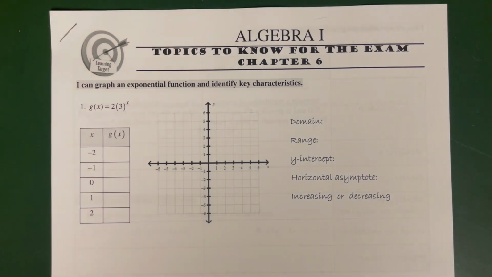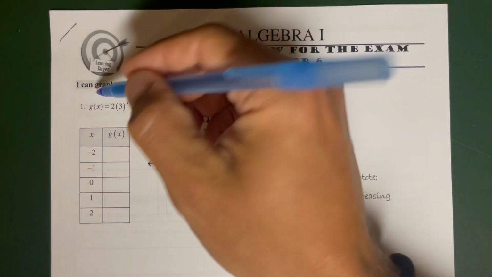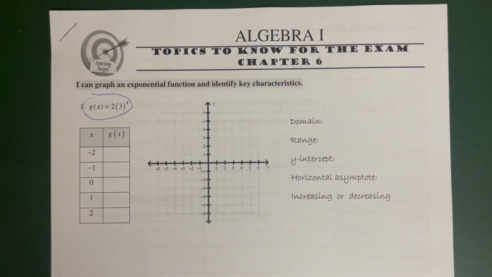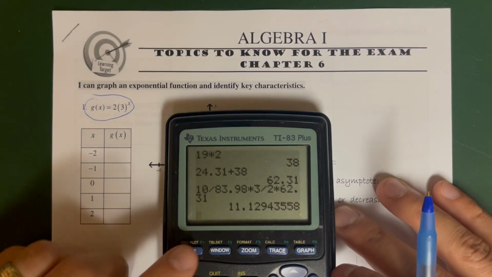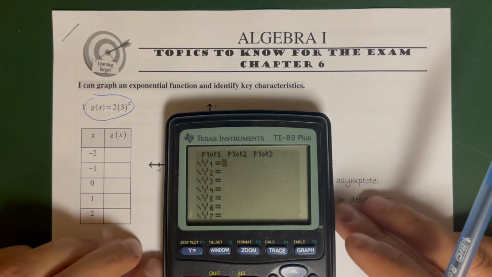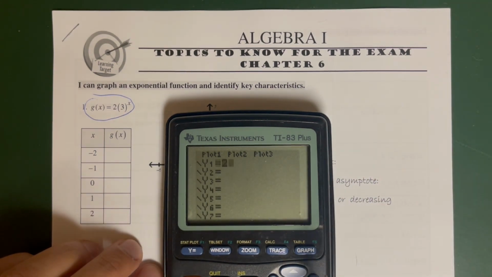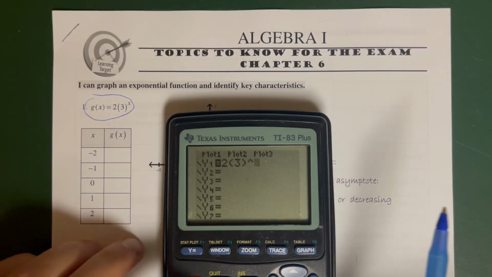We're going to start with number 1 in chapter 6, and we are talking about exponential functions in this chapter. We have an exponential function here called g of x equals 2 times 3 to the x power. The first thing I want to do is put that into y equals. Y equals is where most of your stuff is going to be happening, so we're going to enter 2 times 3 to the x power.